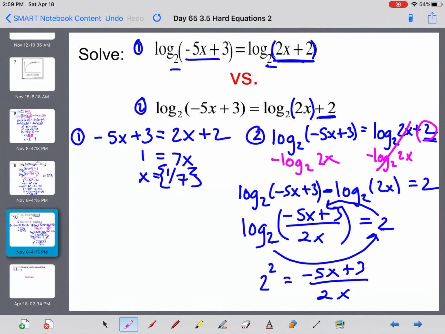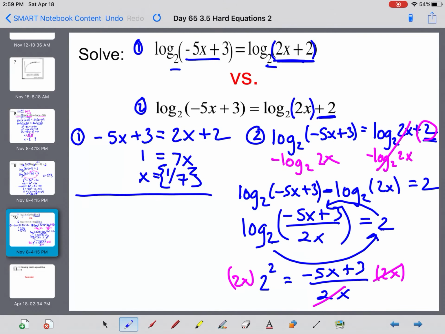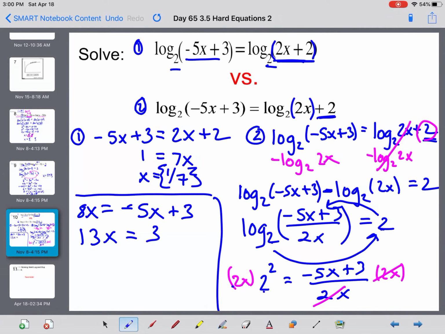Let me finish off here, off to the side. I have x's in both the numerator and the denominator, so I need to get rid of that. So on both sides I'm going to multiply by 2x, and I'm just going to be scooting over to the left to work over here. So this would be really 4 times 2x, so that left-hand side is going to clean up to be 8x equals negative 5x plus 3. And then I'm really close here to solving it. Let's add 5x to both sides, and then let's divide by 13. So x is going to equal 3/13.